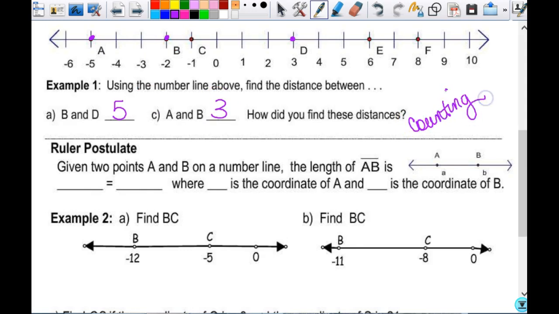Now, what if I wanted the distance between two points that are far apart? Do you want to count? Subtract. Okay, so if I take negative 5 minus a negative 2, what does that give me? It doesn't give me 3. It gives me negative 3. Okay? Negative 5 minus a negative 2 gives me a negative 3. Can you have a negative distance? No. Okay, so what could I do mathematically to make it be what I really want?